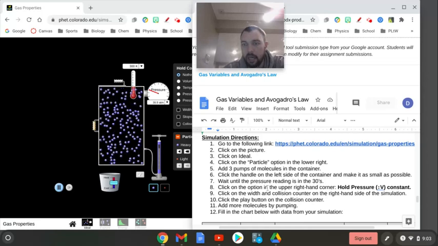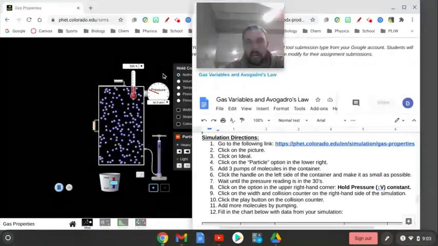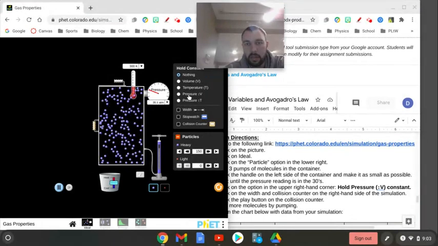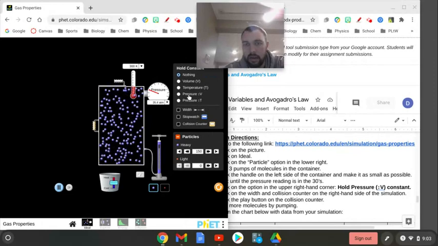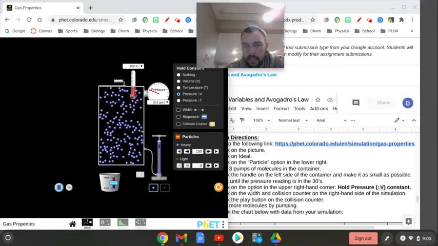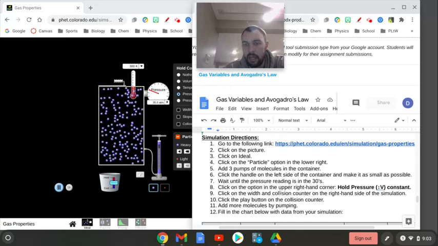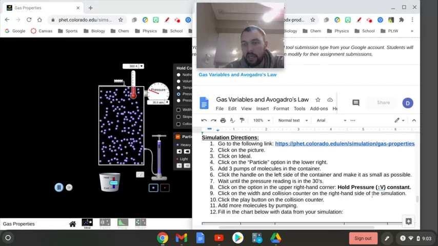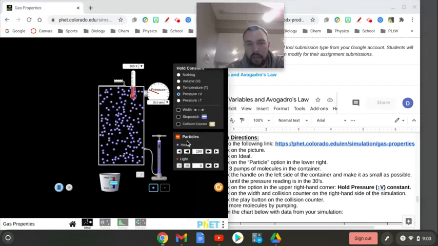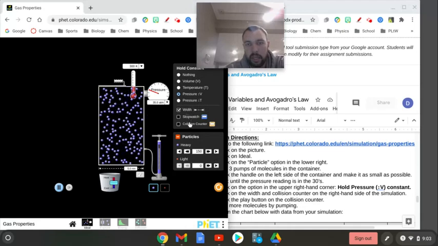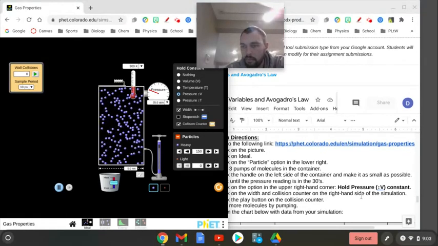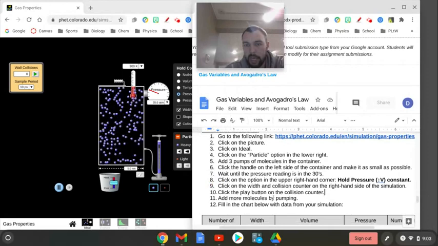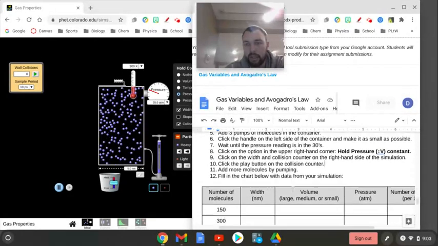Click on the option in the upper right-hand corner. Hold pressure, this one, and then an up and down volume. Okay, constant. Click on the width and the collision counter on the right-hand side of the simulation. Width and collision counter. Okay, add more molecules by pumping. Fill in the chart below with your data.